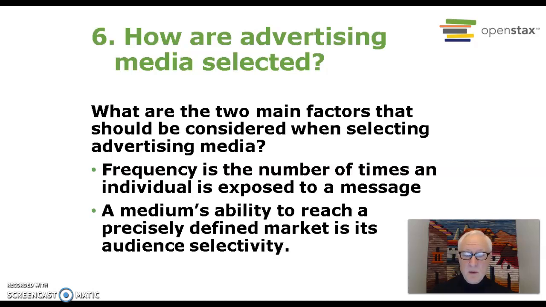And a medium's ability to reach a precisely defined market is called audience selectivity. For example, for the sunscreen product, I just did a test in Facebook, and what I wanted to find was women in the Big Island of Hawaii, ages 21 to 37, because I'm figuring they're the most likely to be mothers of young children and concerned about what kind of sunscreen they put on their children. And you can do that with social media platforms.